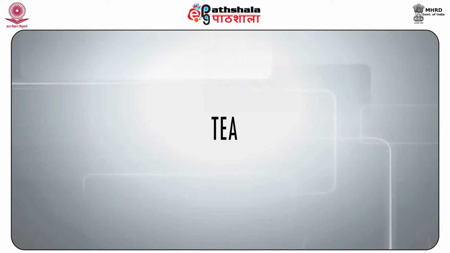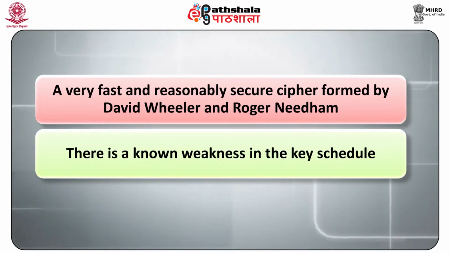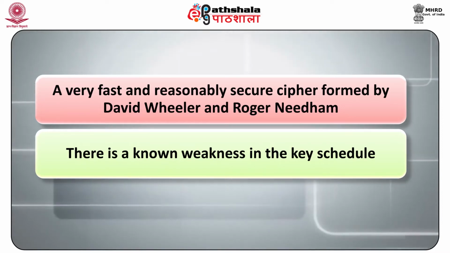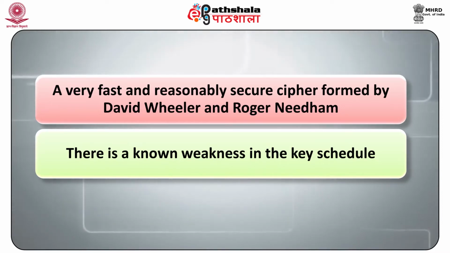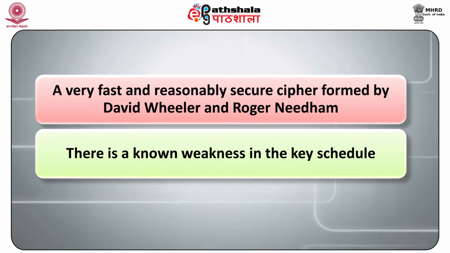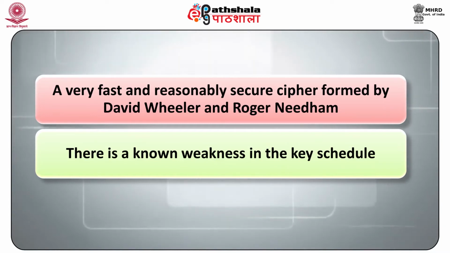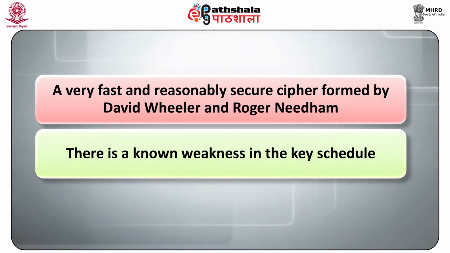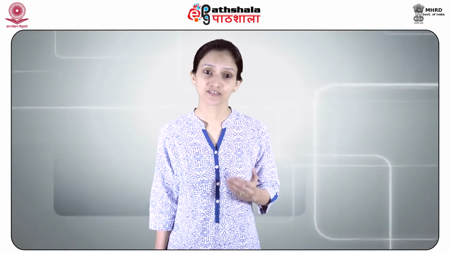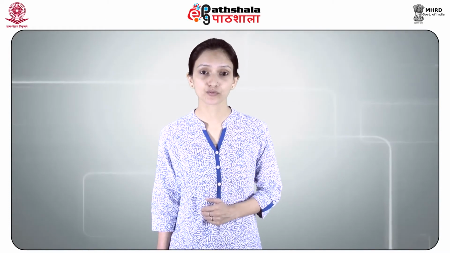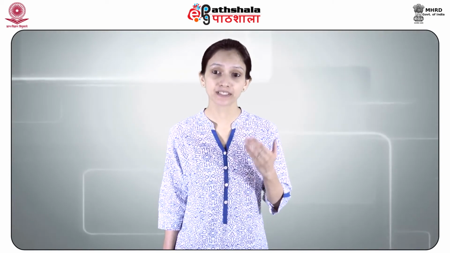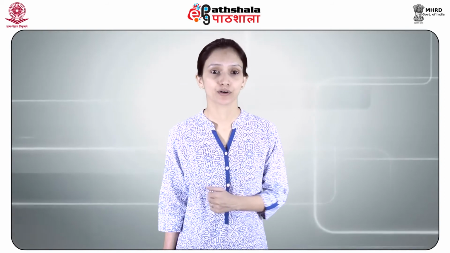Next is TEA, the Tiny Encryption Algorithm. It is a very fast and reasonably secure cipher created by David Wheeler and Roger Needham of the Cambridge Computer Laboratory. There is a known weakness in the key schedule, so it is not recommended if greater safety is required. TEA is given in 16 and 32 round versions. The more rounds or iterations, the safer but slower it will be.